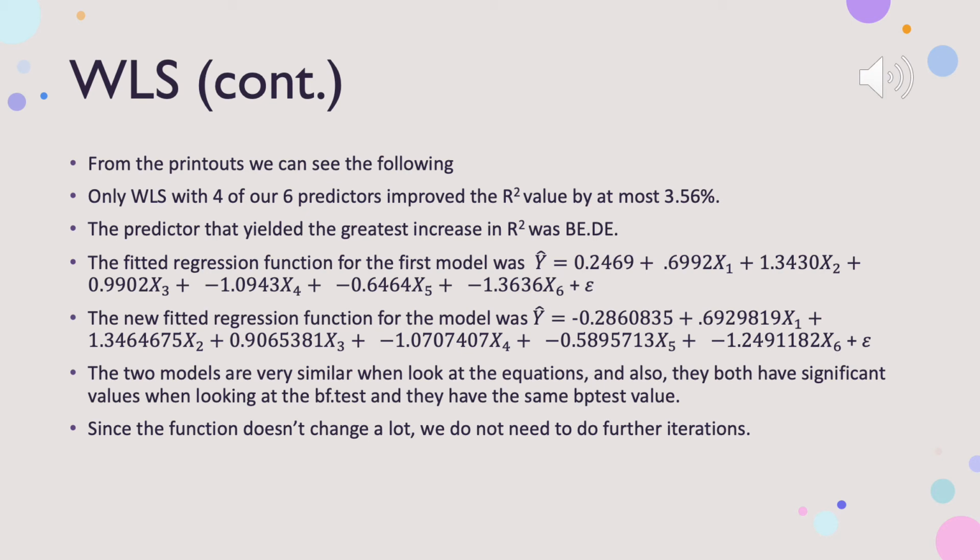The two models are very similar, and they also have significant values for the Brown-Forsythe test, and they have the same value for the BP test. Since the function did not change a lot, we do not feel the need to do further iterations.